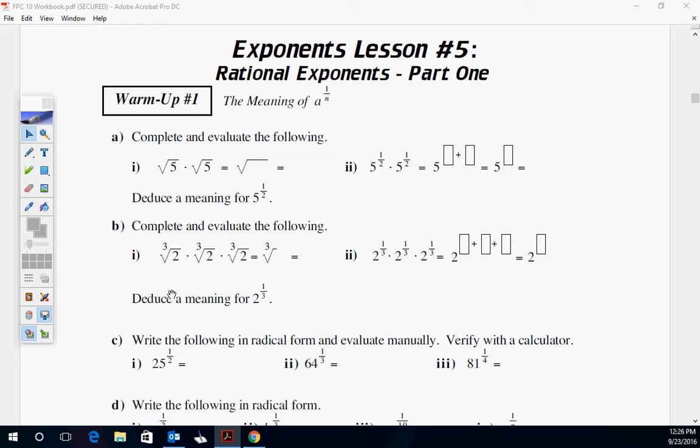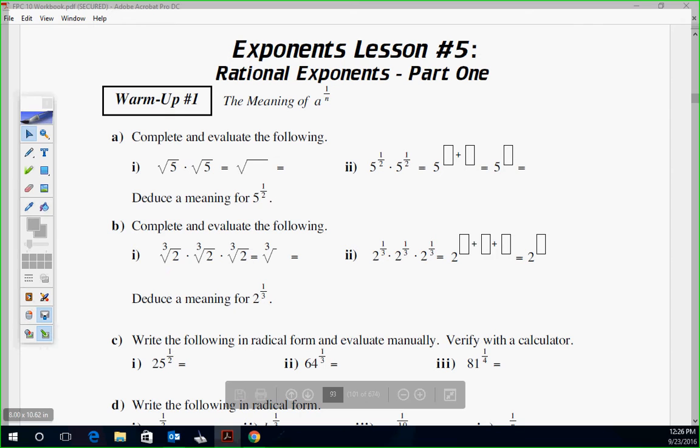So we're talking about how you view them, or what it actually means when you have an a to the 1 over n. For example, we're going to do a couple of warm-ups to understand the relationship. Complete and evaluate the following. You have root 5 times root 5. We know that's root 25. We're all familiar with that, so that's good.